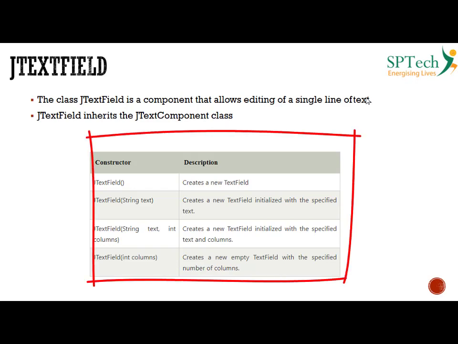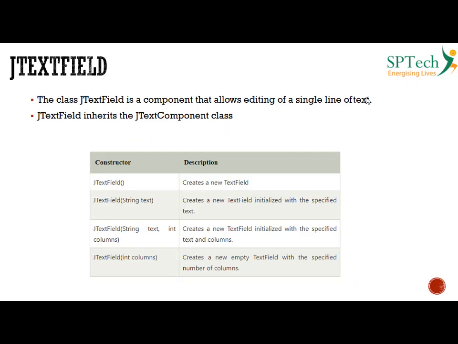You have a constructor called JTextField which does not take any parameters or arguments, so it creates a new text field. You have a constructor called JTextField which takes an argument called text, which is of the type String. This is what we are going to use in the program. You have another constructor which takes two arguments. One is the string argument and the second one is the integer argument. The integer argument specifies how many columns are there in that particular text field. And you have another constructor which only takes the integer value, specifying the number of columns.